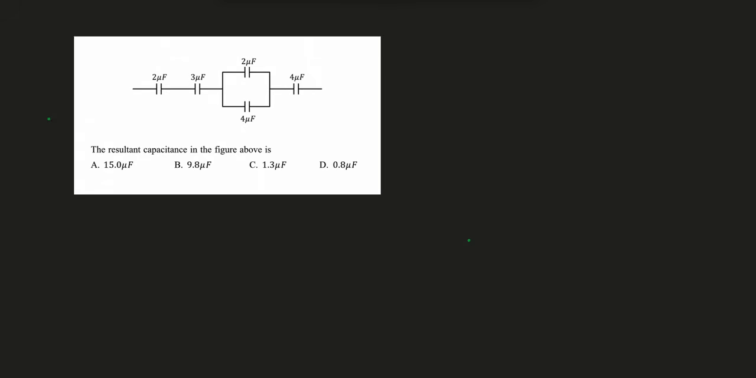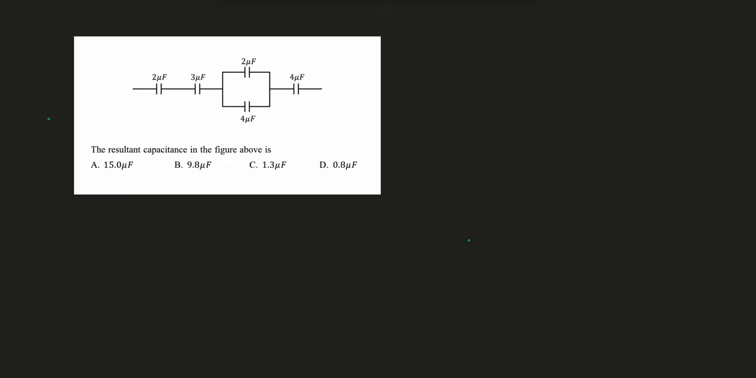You're looking at finding the resultant capacitance in the figure above, and we have capacitors in series and also some in parallel. So we're asked to add them together. Now there's a difference between adding capacitors and adding resistors. Simple difference. And I'll just throw light on it.